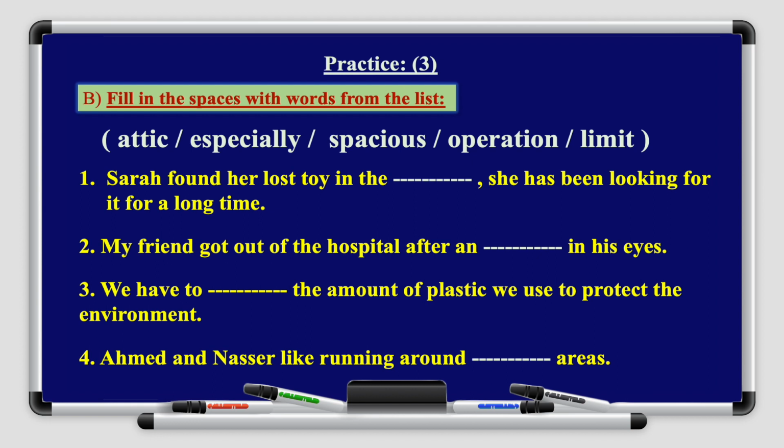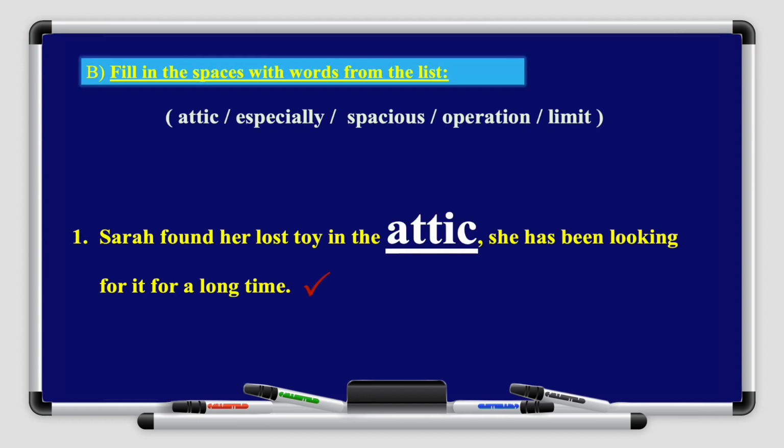B, fill in the spaces with words from the list. We have many words here. We have the word attic, we have the word especially, we have the word spacious, we have the word operation, and lastly we have the word limit. So let's begin with number 1. Sarah found her lost toy in the blank. She has been looking for it for a long time. So which word are we going to use here? Excellent, it's attic. So Sarah found her lost toy in the attic. She has been looking for it for a long time.